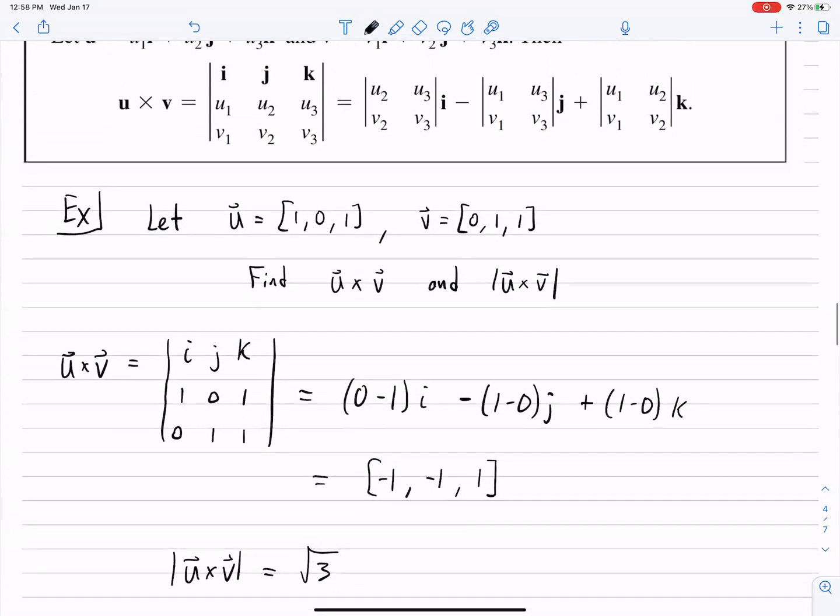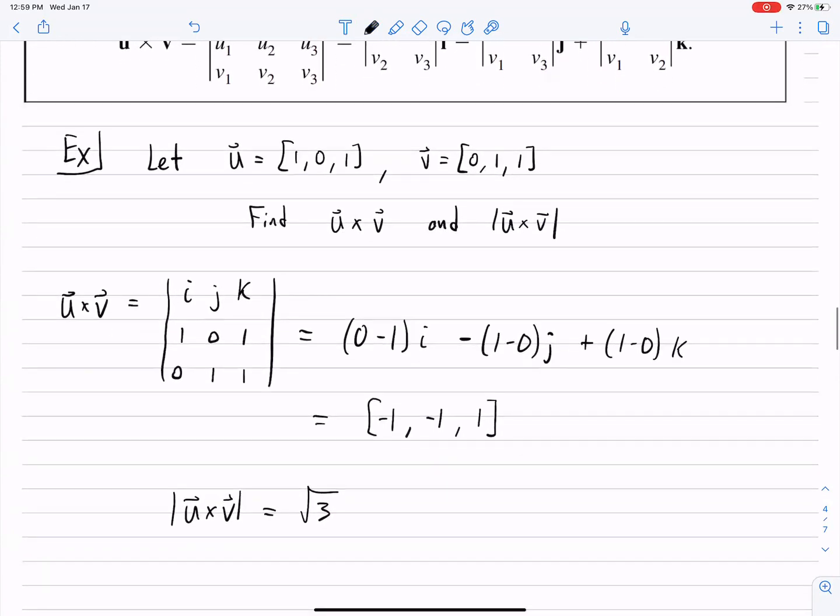So you have two three-dimensional vectors, and their cross product, which is a vector that is perpendicular to both of them. So this vector is simultaneously perpendicular to those two vectors. And its magnitude is √3.